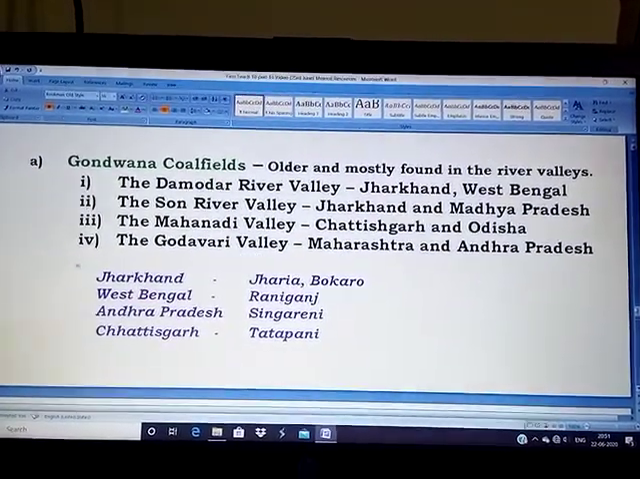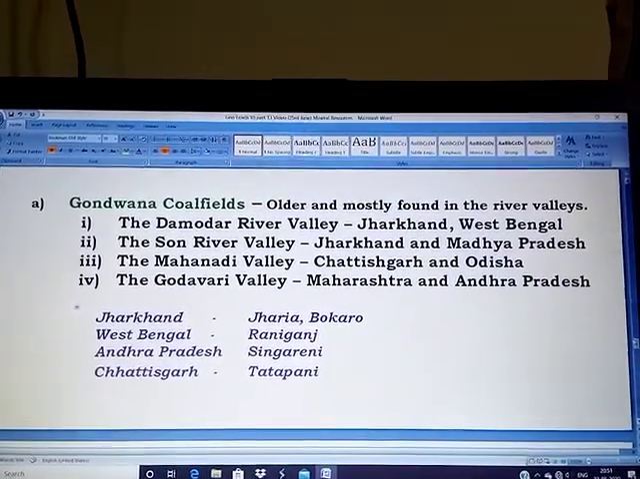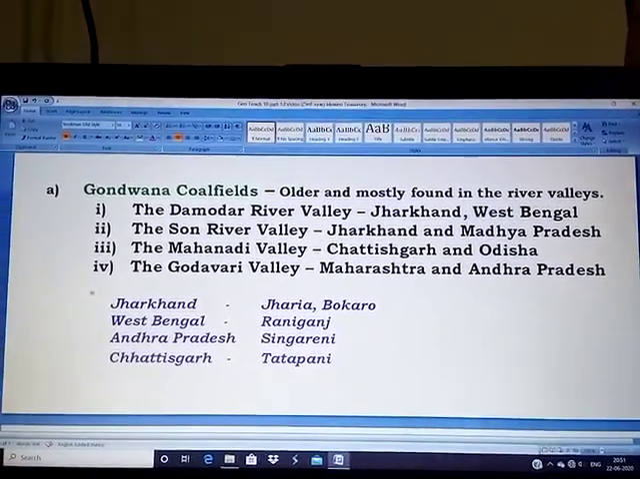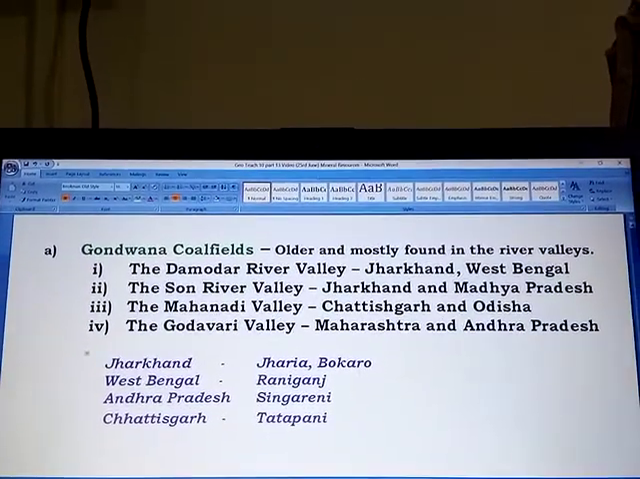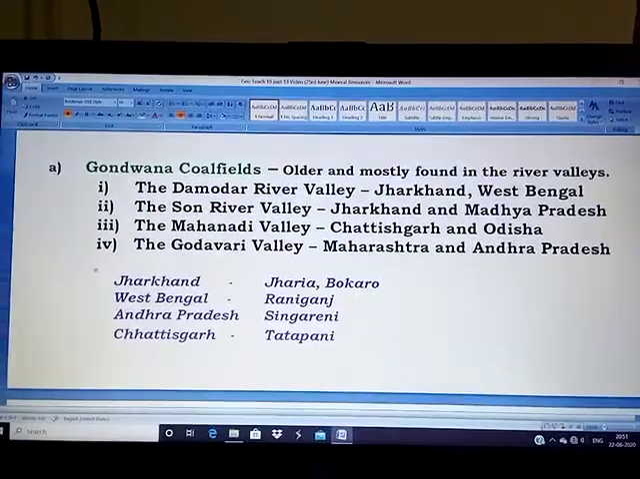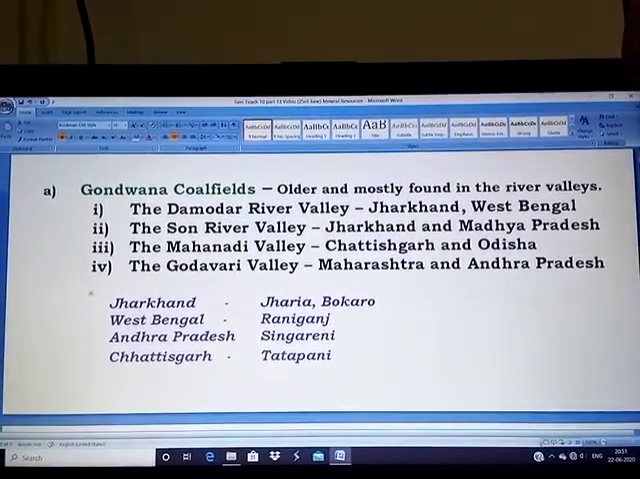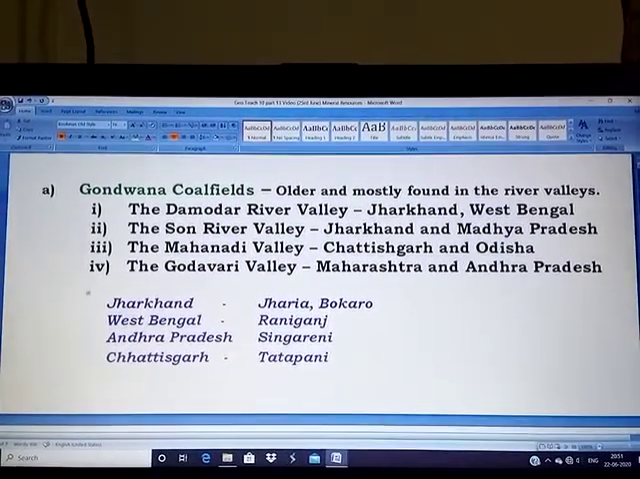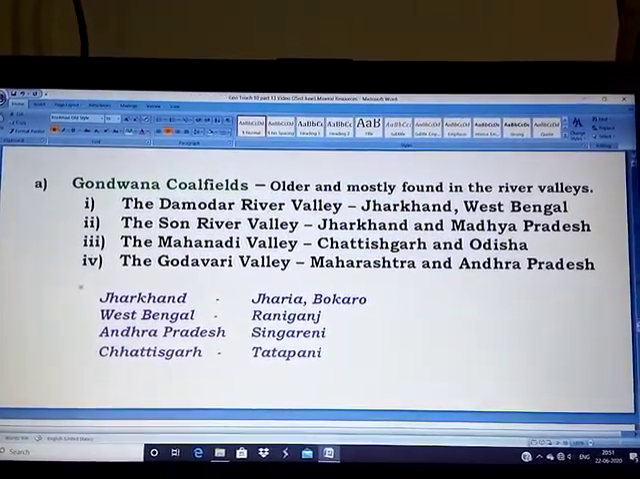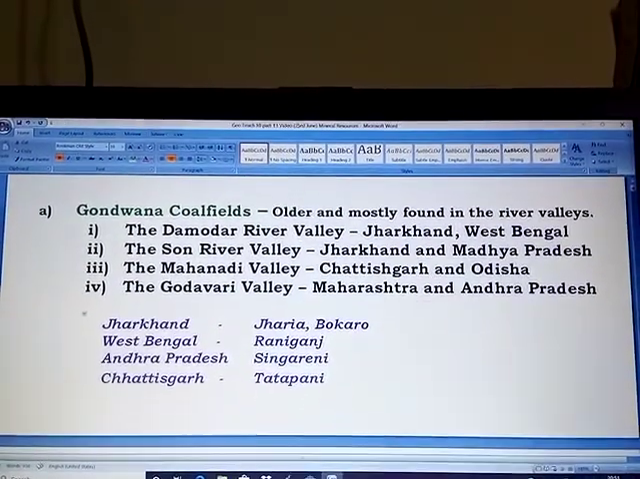So the plants got transformed or changed into the coal form. The major important Gondwana coalfields are the DVs, the Damodar Valley or the Damodar River Valley regions. Obviously, our Jharkhand is very much part of it, and in West Bengal, the Son River Valley, Son River.